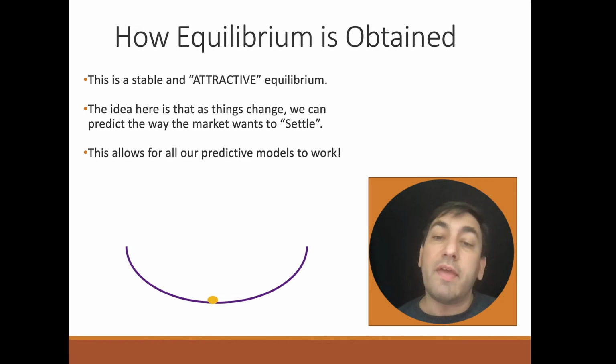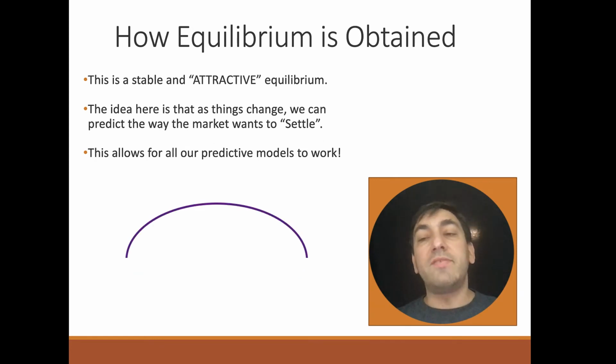Well, that's the same thing that's happening in the market. Because it's a stable equilibrium and it's an attractive equilibrium, we know we're going to end up at the equilibrium. That is the opposite of an unstable equilibrium.